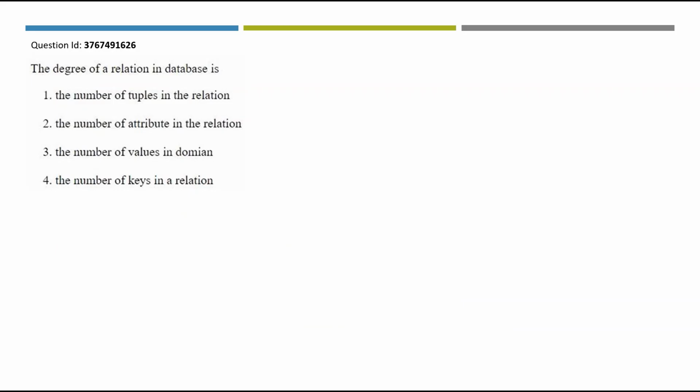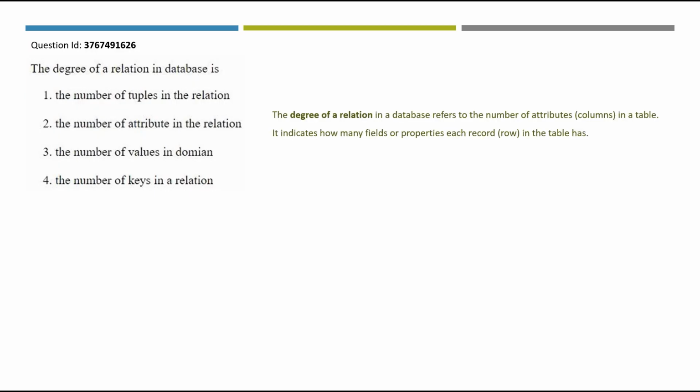Next question. The degree of a relation in a database is the number of tuples, the number of attributes, the number of values, or the number of keys in a relation. The degree of a relation refers to the number of attributes in a table. Option number 2 will be the right answer. It indicates how many fields or properties each record in the table has. Actually, we are not concerned about the number of tuples. Tuples in the sense the records or the rows you can take. We are not concerned about the count of rows.